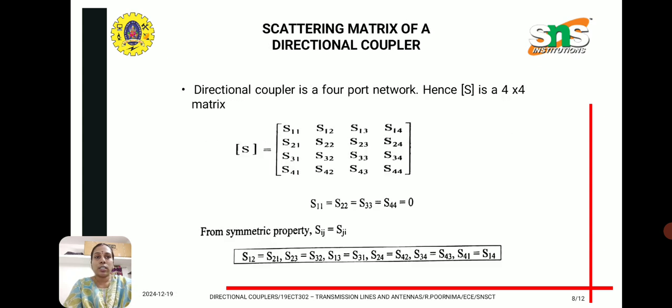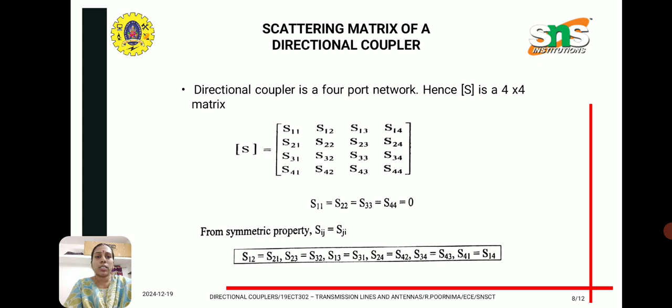We can obtain the scattering parameters and scattering matrix of a directional coupler, which are used for high frequency parameter measurement. A directional coupler is a 4-port network. Using the properties of the S matrix, we can obtain a 4 cross 4 matrix from S11 to S44, which has 4 rows and 4 columns. By applying the property of the S matrix, the diagonal elements are 0 for a perfectly matched network. So the diagonal elements S11, S22, S33 and S44 are equal to 0.